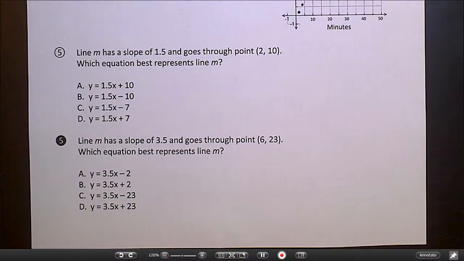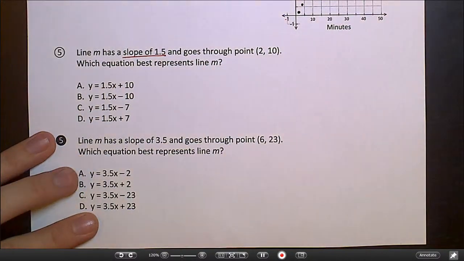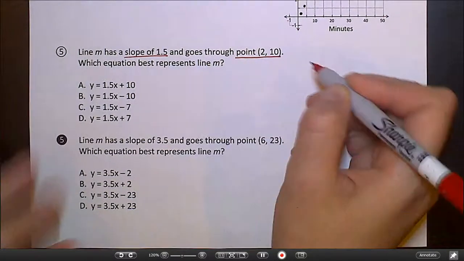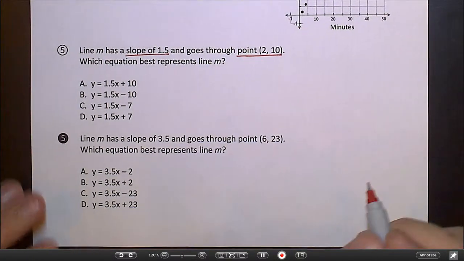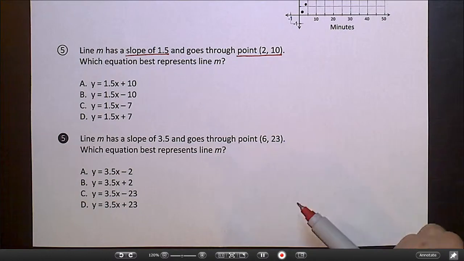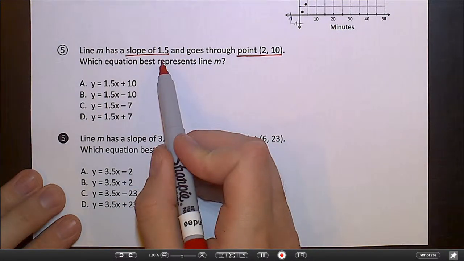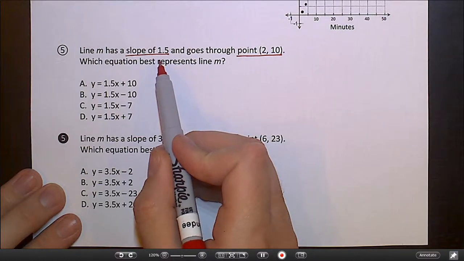Number 5 says line M has a slope of 1.5. So I'm going to underline slope of 1.5 and goes through the point (2, 10). So it goes through that point. Which equation best represents line M? Okay, so the first thing I want to do is get my slope figured out. My slope is 1.5, and remember that's the number that comes before x in the equation.